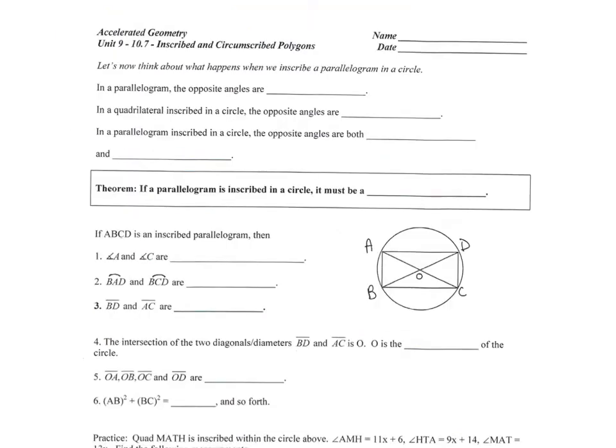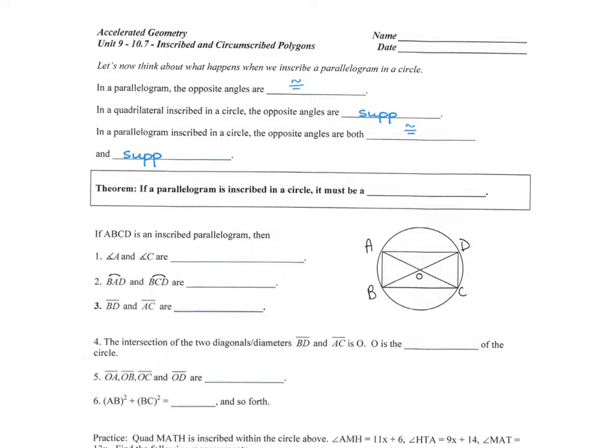Now let's think about what happens when we inscribe a parallelogram in a circle. If we go back and think about what it means to be a parallelogram, we know that opposite angles are congruent. And what we just learned, if a quadrilateral is inscribed in a circle, then opposite angles are supplementary. So if a parallelogram is inscribed in a circle, the opposite angles are both congruent and supplementary.